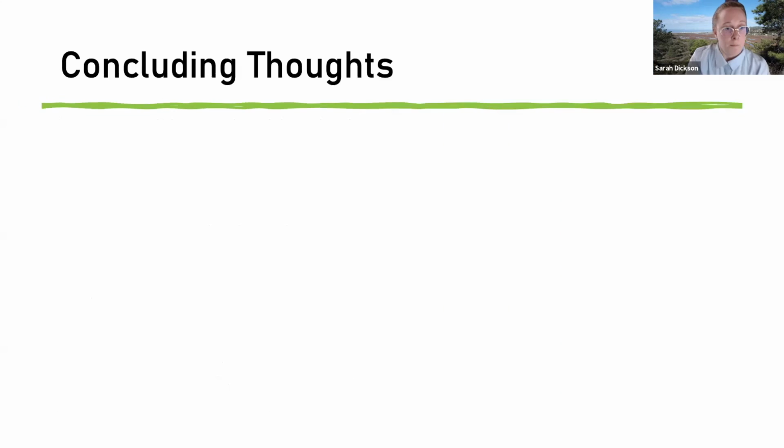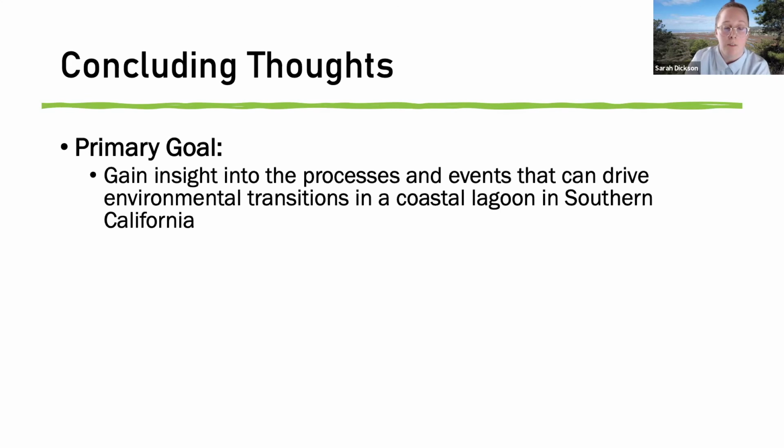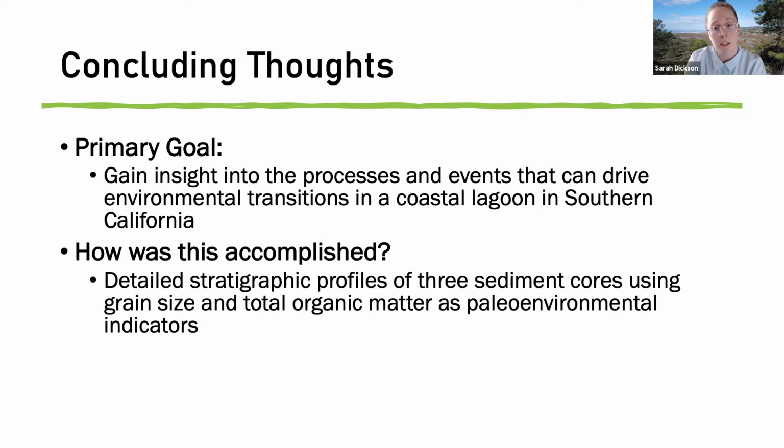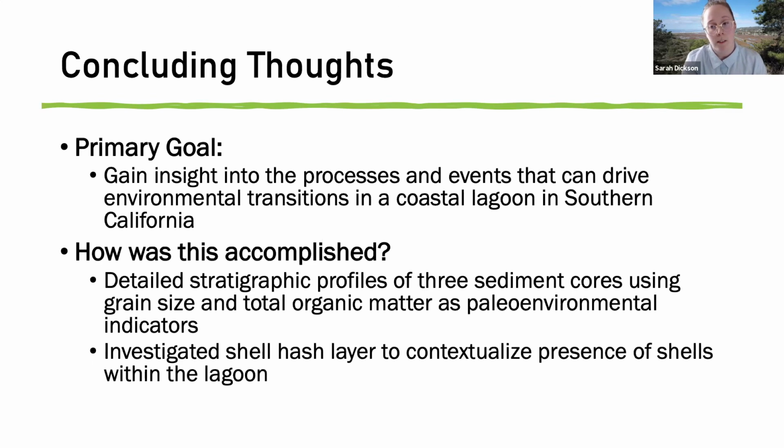All right. So to sum everything up, the primary goal of the study was to gain insight into the processes and events that can drive environmental transitions in a coastal lagoon in Southern California. We accomplished this by creating detailed stratigraphic profiles of 3 sediment cores using grain size and total organic matter as paleoenvironmental indicators. We also investigated a shell hash layer to contextualize the presence of shells within the lagoon.